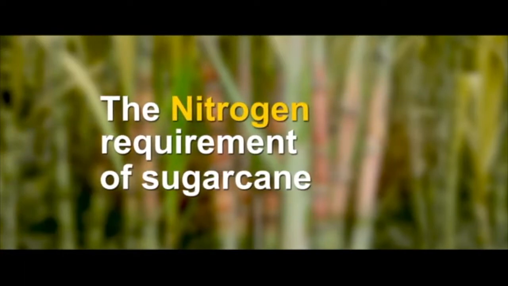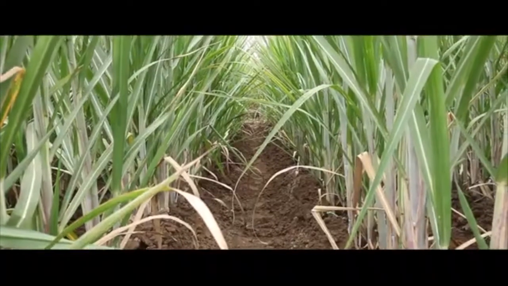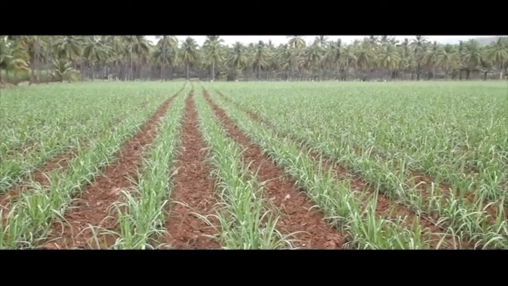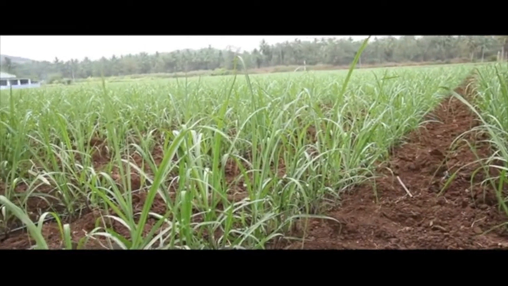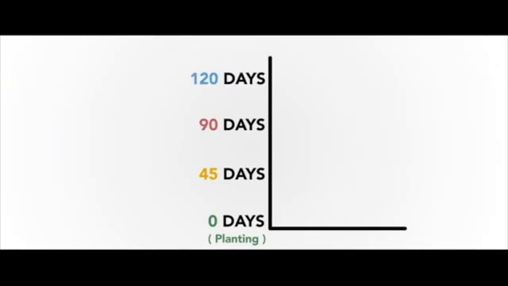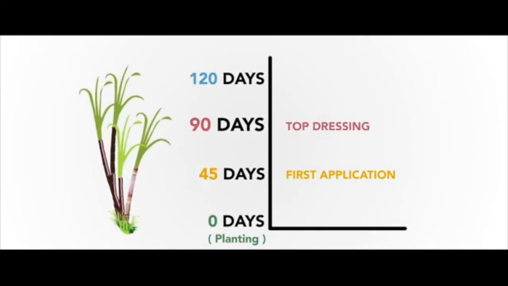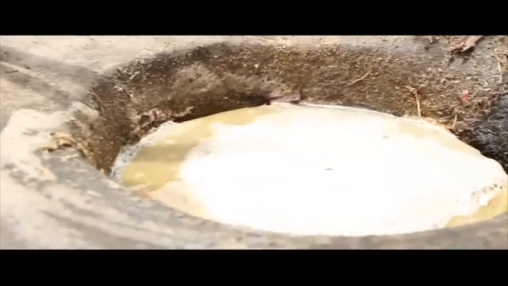The nitrogen requirement of sugarcane is the greatest during tillering and the early grand growth phase. Tillering phase commences at around the 30th to 45th day. Therefore, the first application of nitrogen should be at the beginning of the tillering phase. In the tropical belt, the first application is done at 45 days after planting and the second top dressing at 90 days after planting. Late application of nitrogen beyond 120 days in a 12-month crop will have an adverse effect on juice quality.